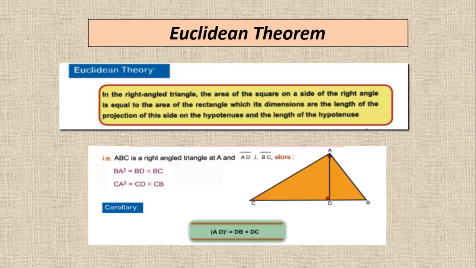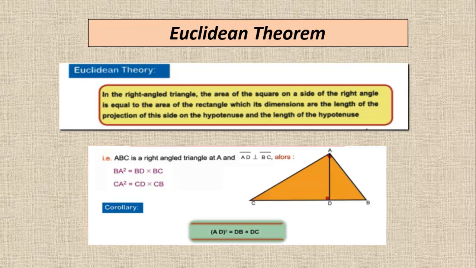What are the rules which we are going to study? The first one is the first right side, which is AB. The right side power 2 equals the hypotenuse, which is BC, times the part of the hypotenuse beside the right side. Again, AB power 2 equals BC, which is the hypotenuse, times BD, the part of the hypotenuse beside AB. As the second side, AC power 2 or CA power 2, it is the second right side.